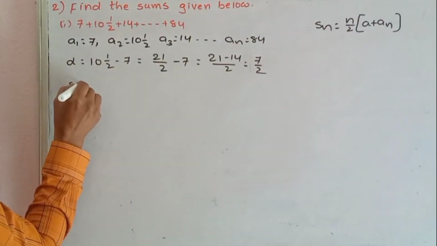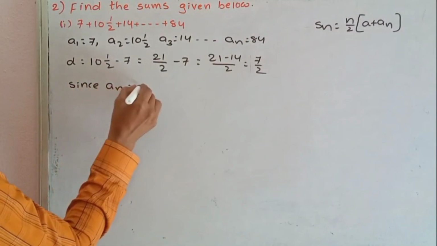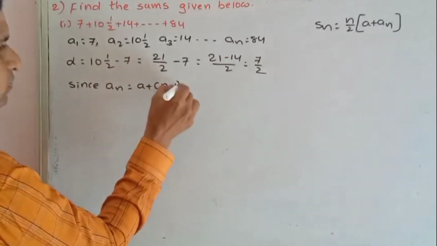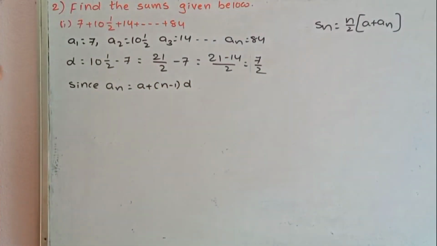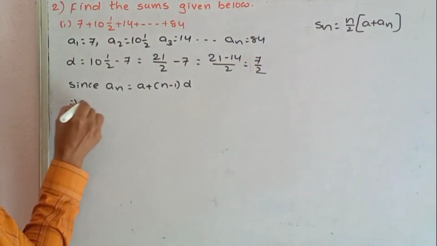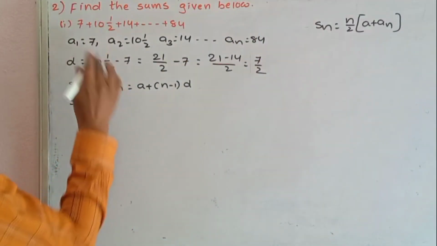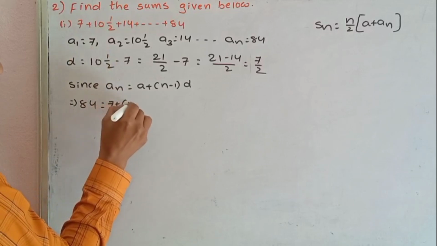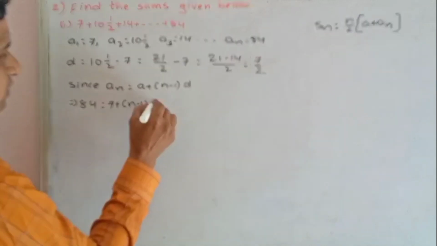Okay, since an equals to, what is the formula? a plus n minus 1 into d. an equals a plus n minus 1 into d. Here an is given. What is the value of an? 84. 84 equals a, the value is nothing but a1, 7 plus n minus 1, d value 7 by 2.